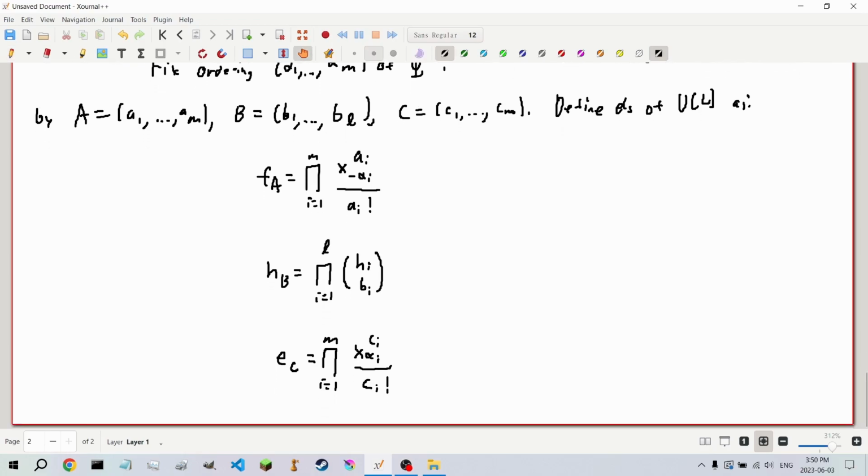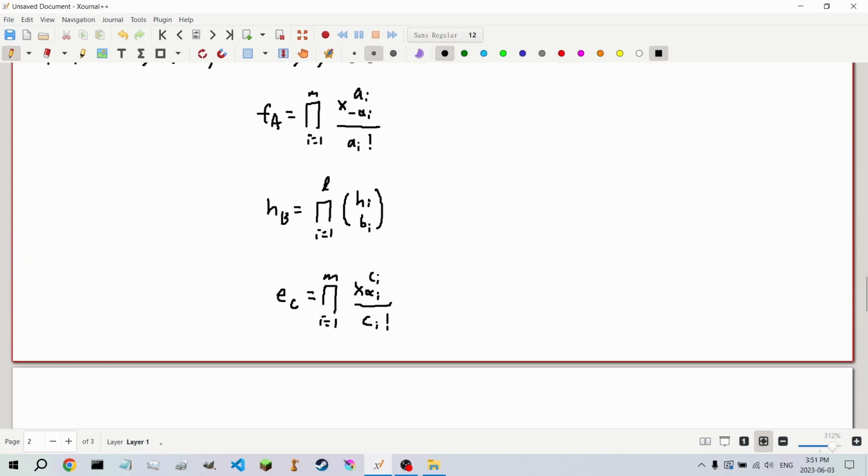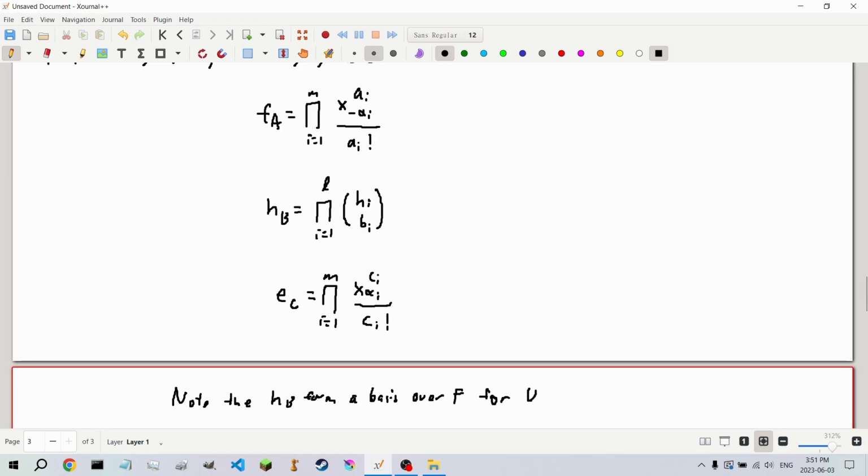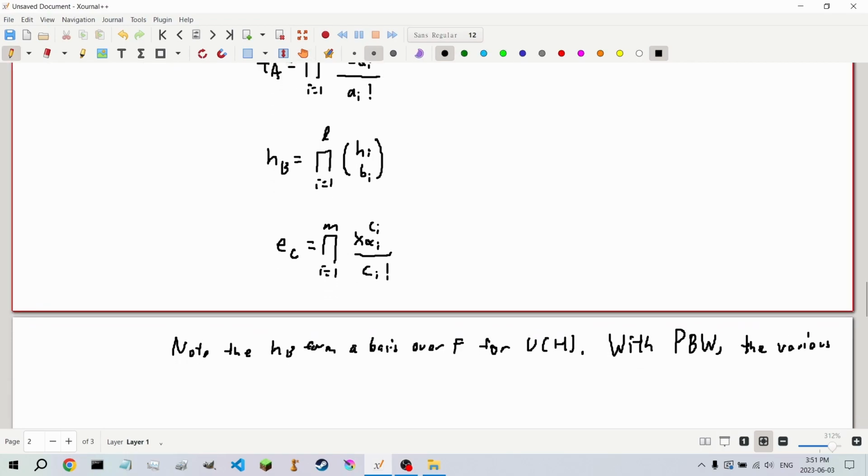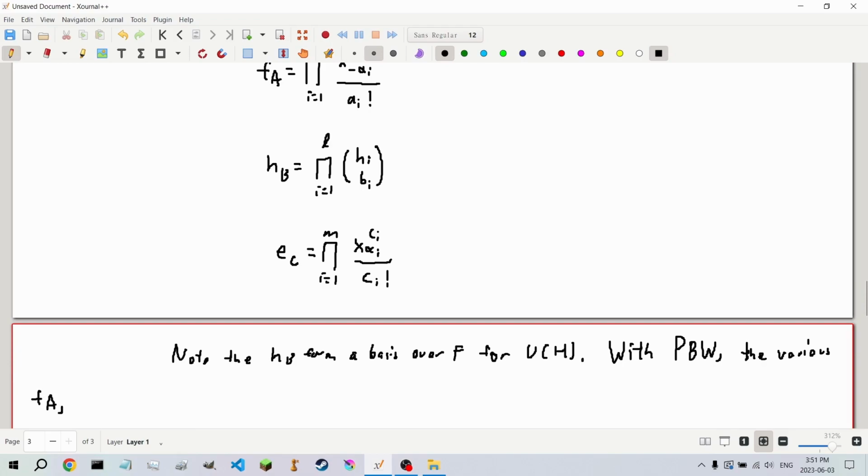Note that the various possibilities for h B form a basis over F for the universal enveloping algebra of H. We saw this before, and joining this with the Poincare-Birkhoff-Witt theorem, we show that the various elements F A, h B, and E C form an F basis of the universal enveloping algebra of L.